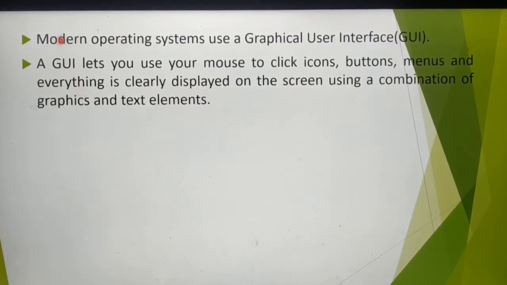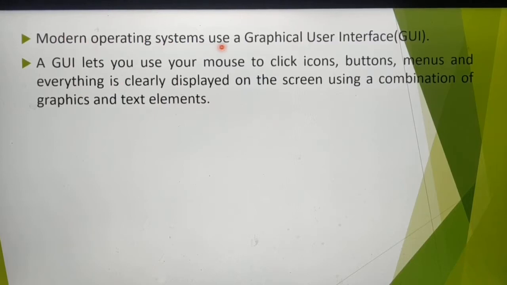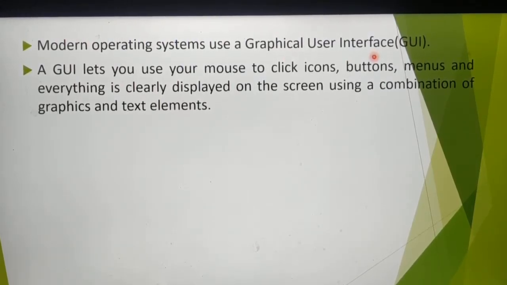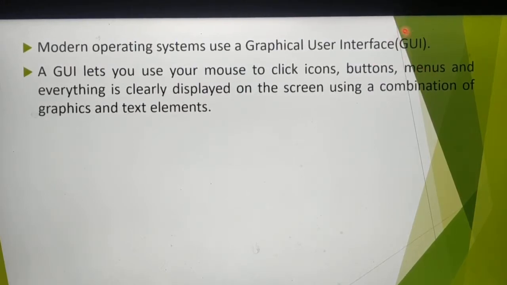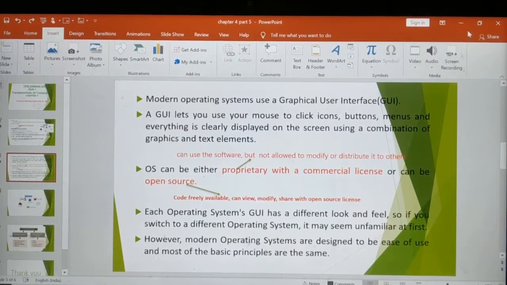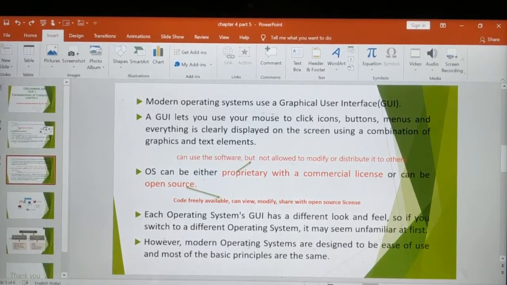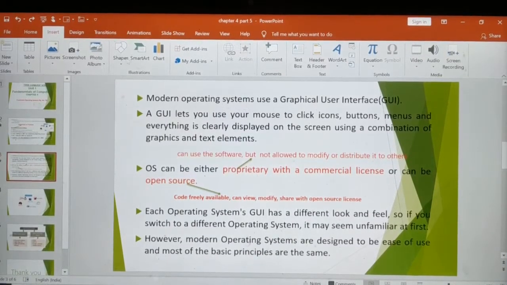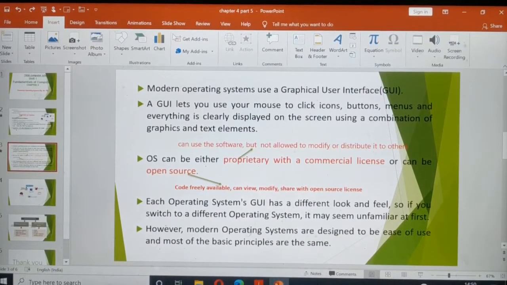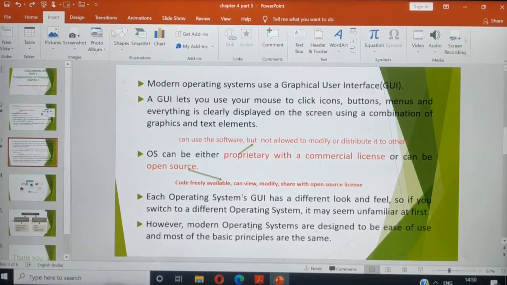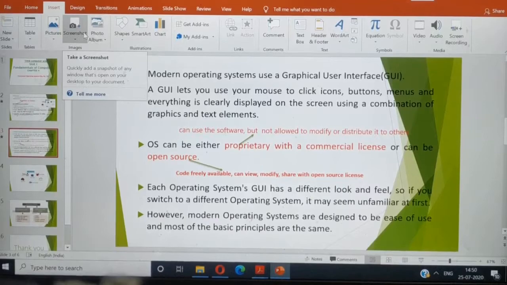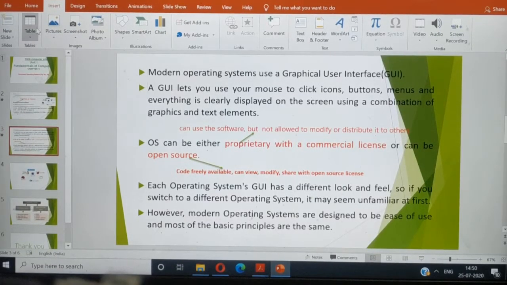First, modern operating systems use a graphical user interface. What is the meaning of graphical user interface? It is simply called GUI. Now I am going to show an example of a graphical user interface. Here we have various icons. Each small image is called an icon. Each icon is given with some text element, so it is very easy to understand. We can easily interact with the computer also.